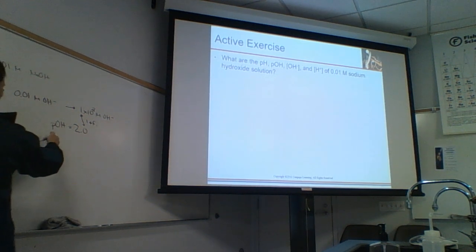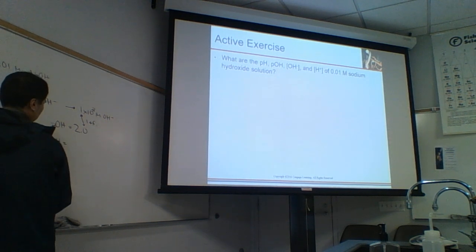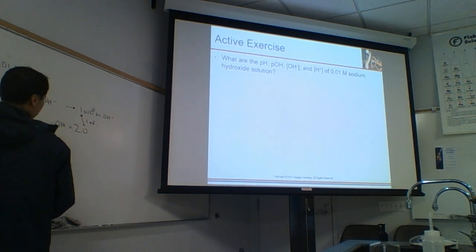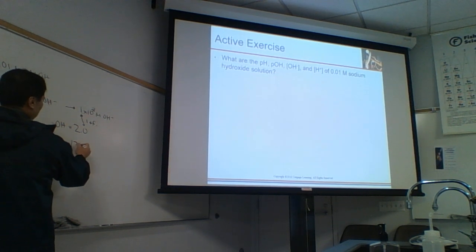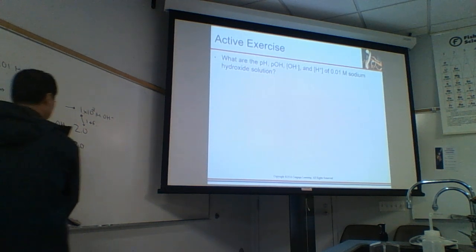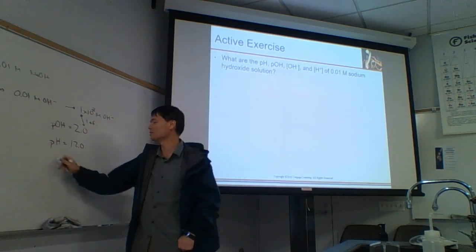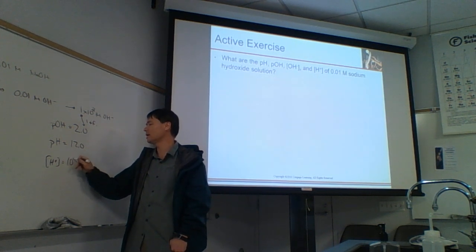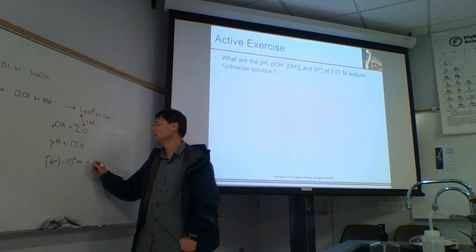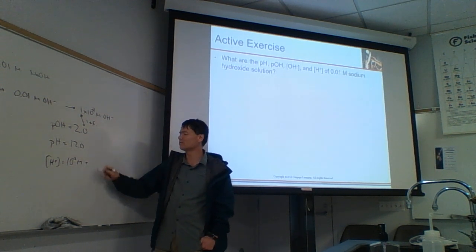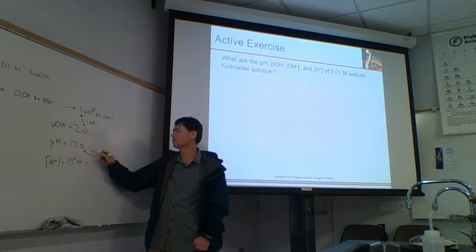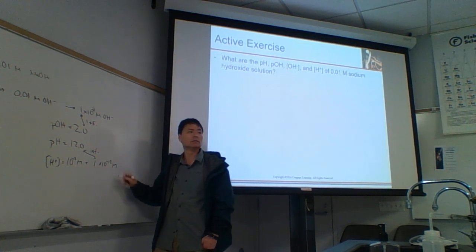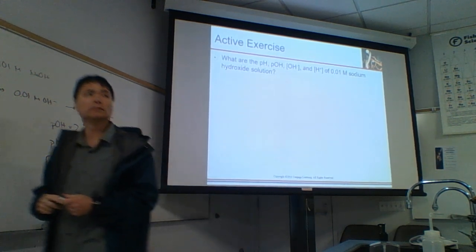If the pOH is 2.0, then what is the pH? The pOH and the pH have to add up to 14, so the pH must be 12.0. And that means if the pH is 12.0, what is my H plus concentration? Well, the H plus concentration is 10 to the minus 12 molar. And how many sig figs? I'm allowed 1 sig fig, so there's 1 sig fig. And so what I'm going to do is I'm going to write it like this: 1 times 10 to the minus 12 molar would be it.